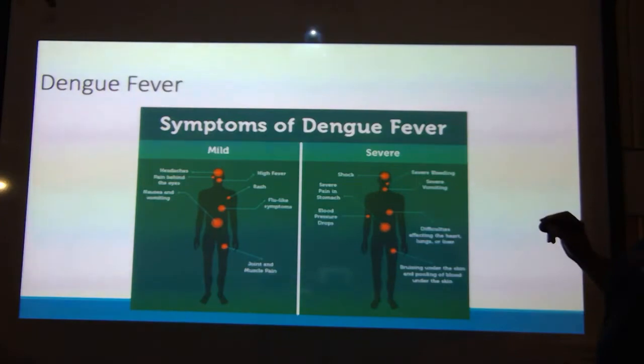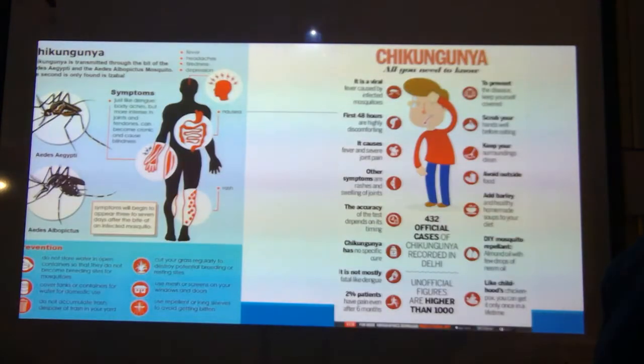That's the reason we call them hemorrhagic fevers. Severe vomiting, difficulties that will affect your heart, your lungs, and your liver. And you'll see bruising under the skin. Remember what I said about it being hemorrhagic and damaging the blood vessels.